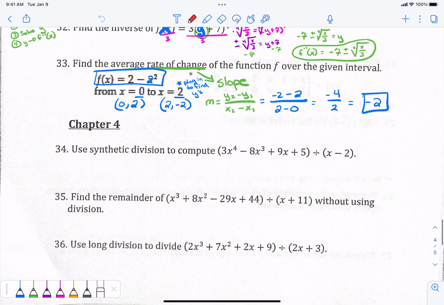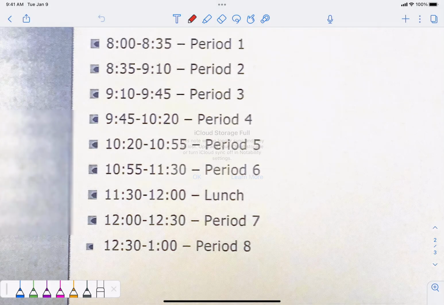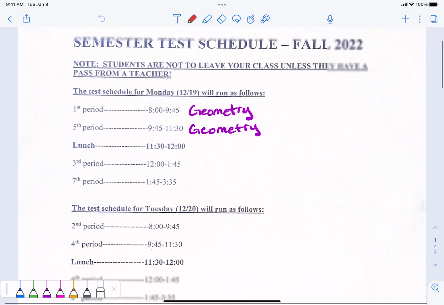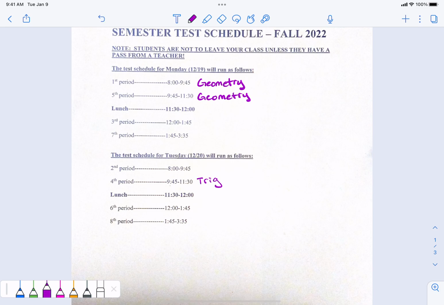Also, real quick before we begin, here is the schedule for semester tests. Right here, schedule for semester test. So you guys will be on Tuesday. This is Trig. You guys will be right before lunch on Tuesday, 9:45 to 11:30. That is an hour and 45 minutes that you get to take this test. 45 questions, you have to answer 40 of them. No surprises, really.